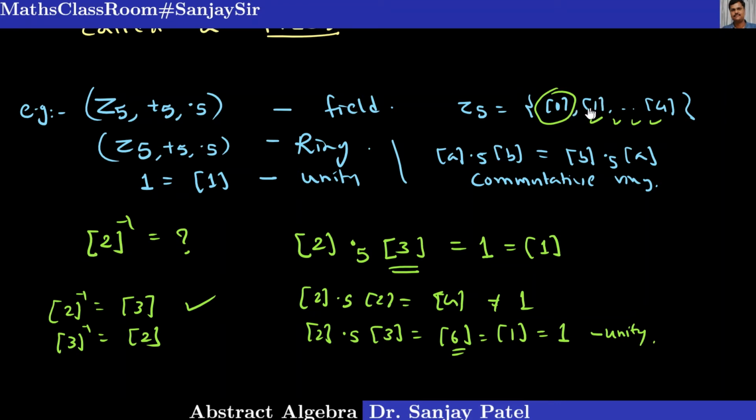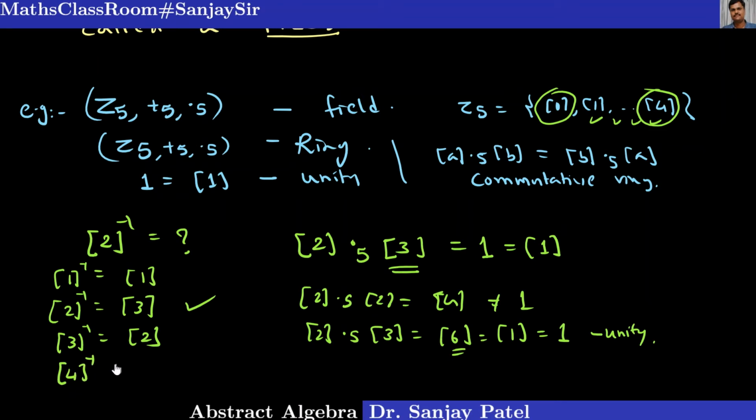Now let us check for 1. What is the inverse of 1? If I take 1 inverse, it is the identity element. So 1 inverse is 1, because class 1 is the unity element, which is the identity element for multiplication. So 1 into 1 is always 1. So 1 inverse is always 1 in every ring if it exists. And finally, what is left is the last member of the ring Z5, that is class 4.